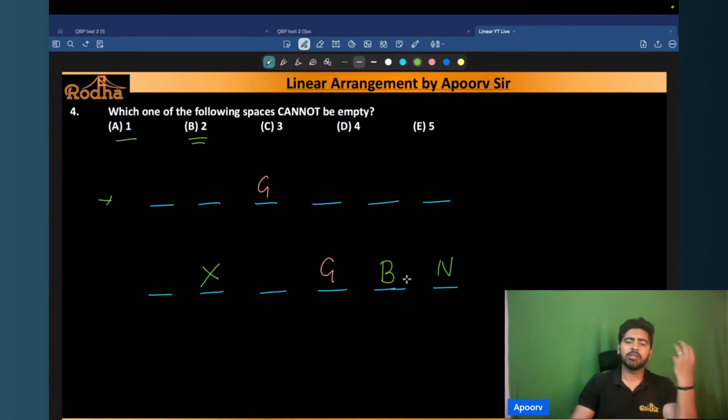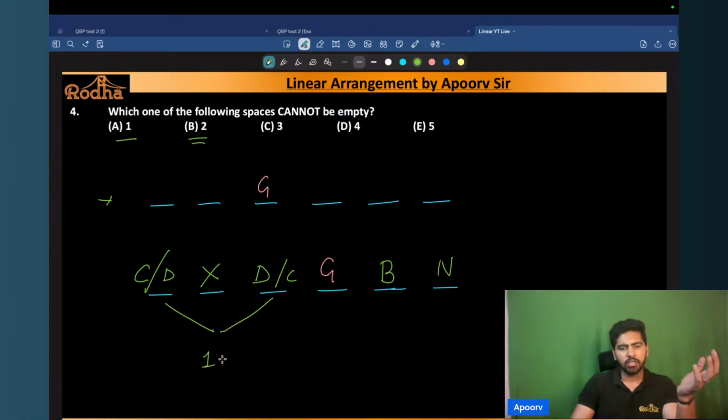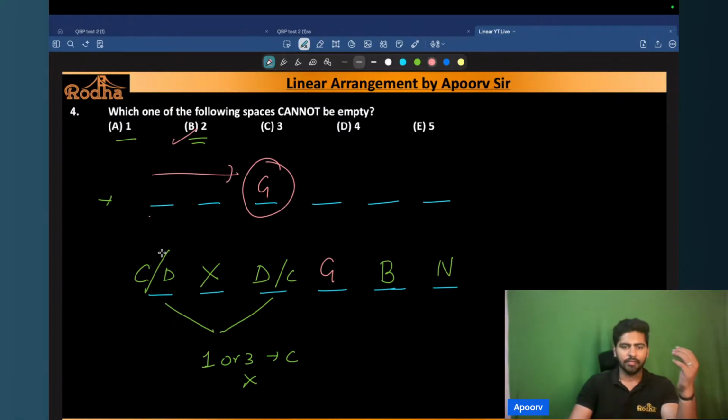Now, the moment I put B and N together, C and D are left to be placed. If C comes here, then D comes here, or if D comes here, then C comes here. But in both scenarios, Chameli is ending up at space 1 or 3. But as per the given condition, Chameli cannot come in space 1, 3, or 5. So this is violating my given condition. So space 2 cannot be the empty space. Because in the first case, it can anyway not be empty, since Gauti has to be the third person from the left. And in case 2, if I make this an empty space, this is not working out. It is violating my given condition. So the correct answer is definitely option number B.